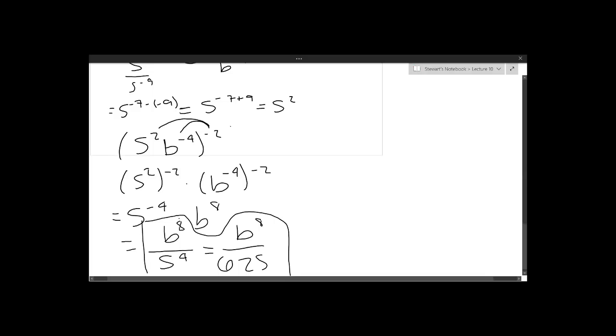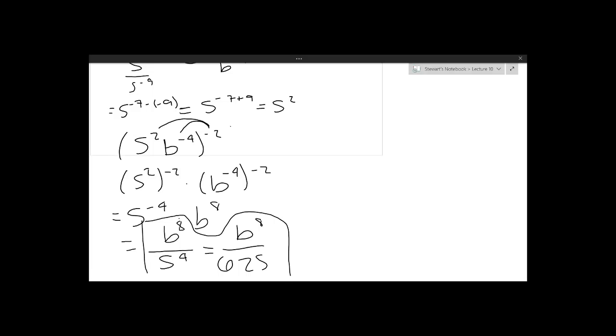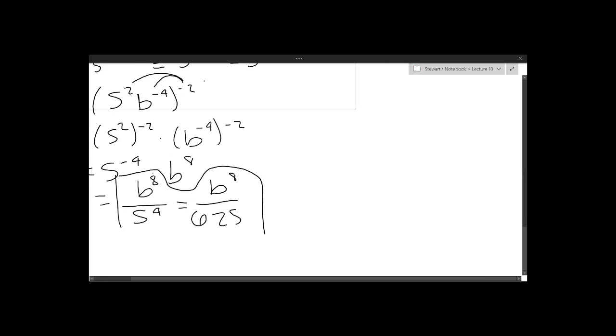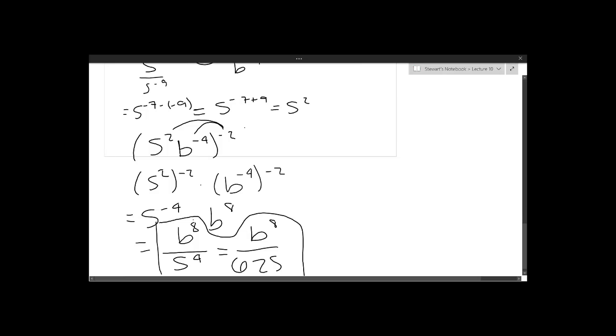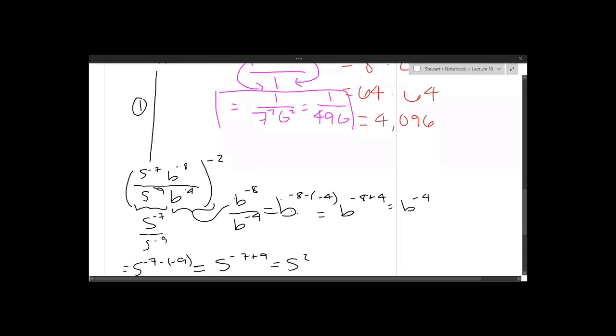If you wanted a specifically numeric answer, when you have a number raised to a power, you can just evaluate it using a calculator. 5 to the 4th is 625. B to the 8th we can't do anything else with because it's a variable. We don't really know what else they would want us to do with it.